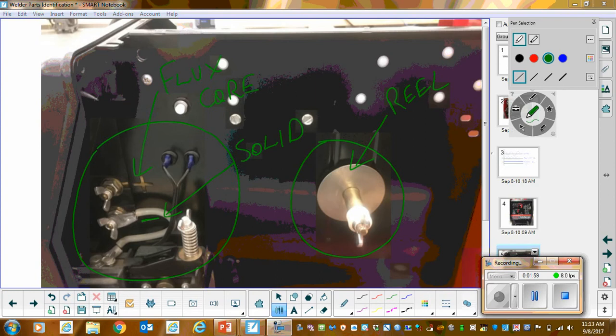At the end of the day, my hope is that this helped you out a little bit with understanding a basic MIG or GMAW welder. And remember to always weld safe and safety first.